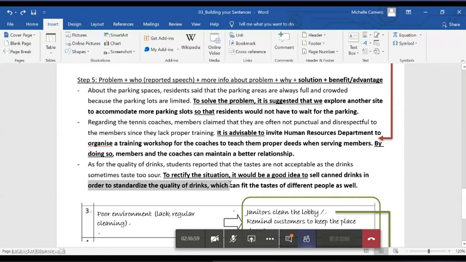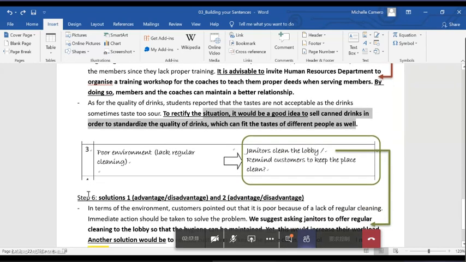And then in order to standardize the quality of drinks, which can fit the taste of different people as well. All right, so that is the advantage of the solution. So all of this is step 5, solution plus advantage. All right. Now it gets down here and it says step 6.